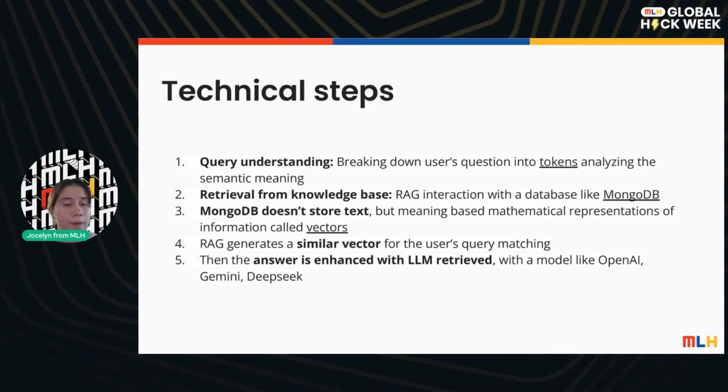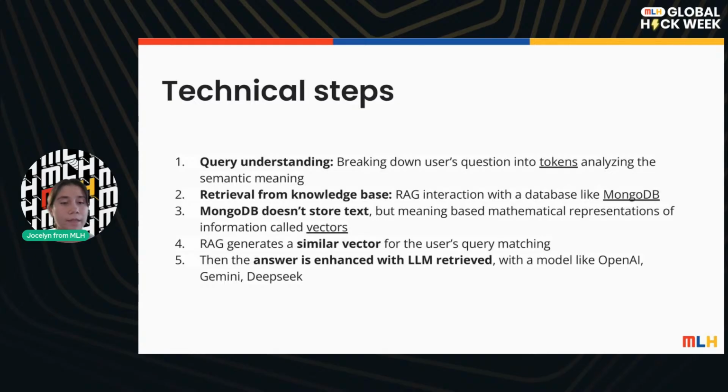Number 4, the RAG will generate a similar vector for the users and see which one matches. It can retrieve top K elements, so you can ask it to retrieve, I don't know, your top 2 responses or your top 5 responses. It's up to you how many Ks you want to choose.